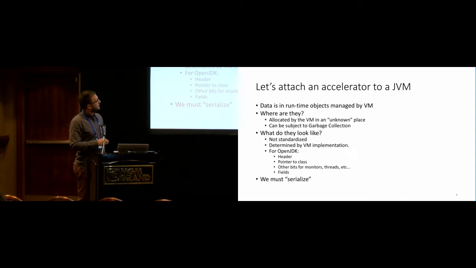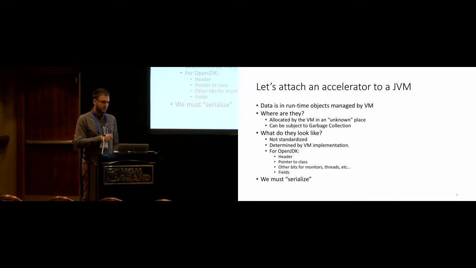Now we usually look at the OpenJDK because we can read the source code, and it's also a baseline implementation for many other implementations of the Java virtual machine. And usually what we see is a header that holds specific information about monitors and locks and threads. There's a pointer to the class of the object. There are many other bits. And finally, we get to the fields of the object, where actually the data is that we're interested in processing.